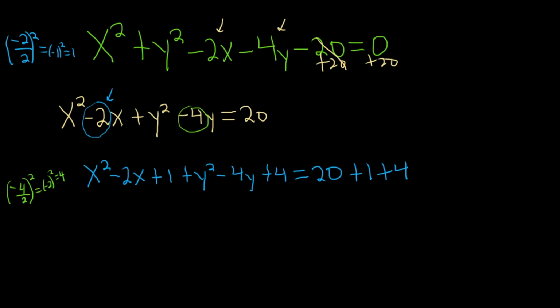Okay, recap. Just go over it one more time. So you have x squared minus 2x. Take negative 2, divide it by 2, and square it. Negative 2 over 2 is negative 1. Negative 1 squared is 1. Boom, there it is right there. Y squared minus 4y. Take the negative 4, divide it by 2, and square it. Negative 4 over 2 is negative 2. Negative 2 squared is 4. Boom, there it is. And then once you add to one side, you add to the other. So we added a 1 and a 4, so we add a 1 and a 4.